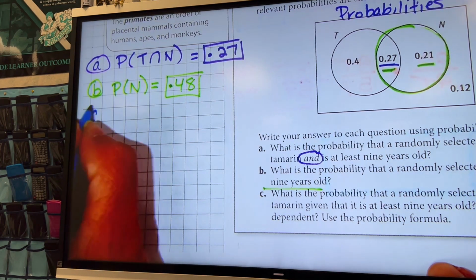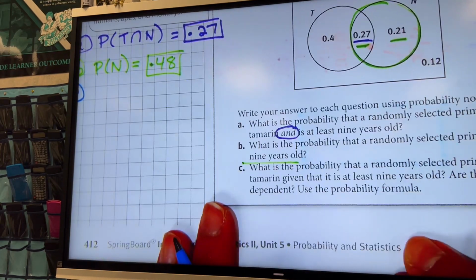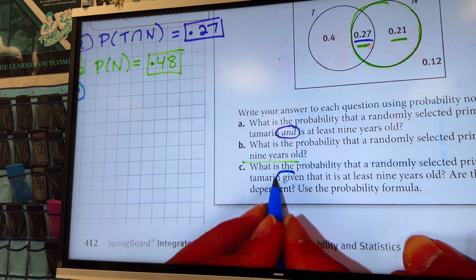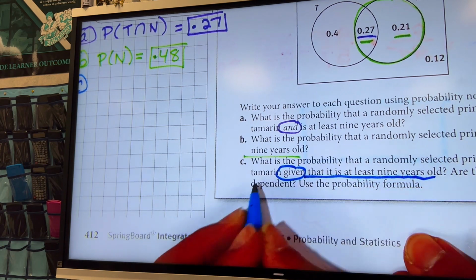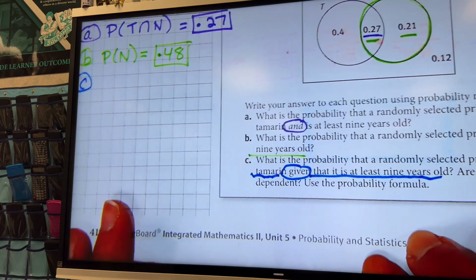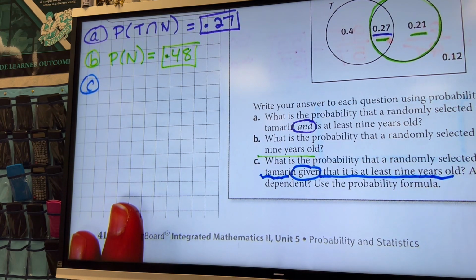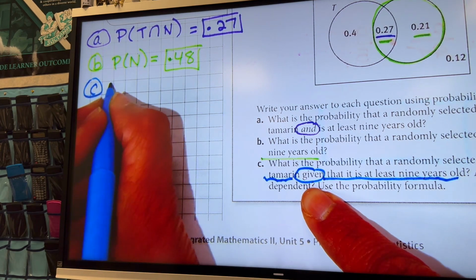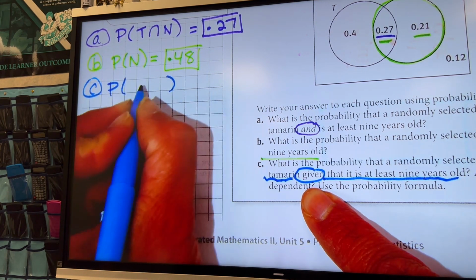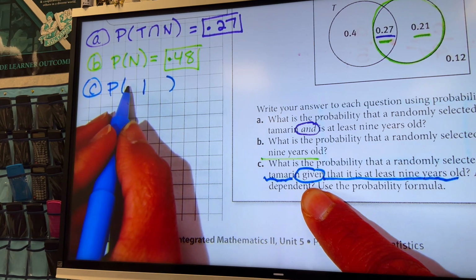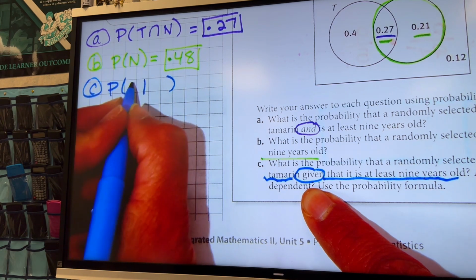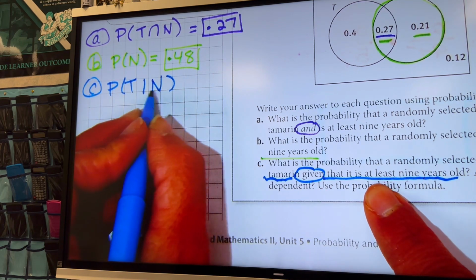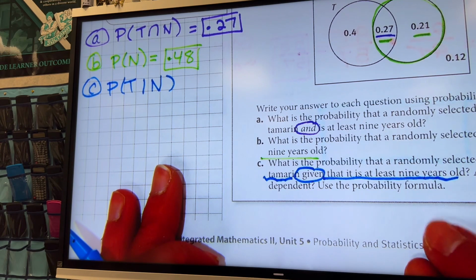Letter C, it says, what is the probability that a randomly selected primate is tamarin given that it is at least 9 years old? So tamarin given at least 9 years old. And I'm going to stop there. There's another question after that, but let's find this first. So using probability notation, it's probability of something given something. What letter goes first? T, and then what? N. Given that it's at least 9 years old. So the 9 years old has to come last.